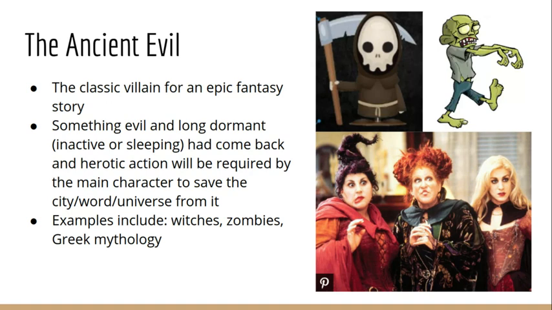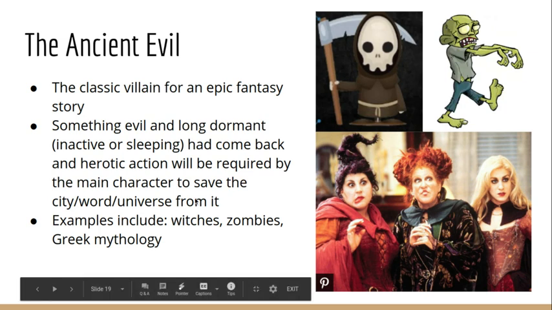Another villain type that you could use is ancient evil. So it's a classic villain for epic fantasy story. Something evil and long dormant or inactive and sleeping has come back, and heroic action will be required by the main character to save the city or the world. So examples include witches, zombies, and different creatures in Greek mythology.